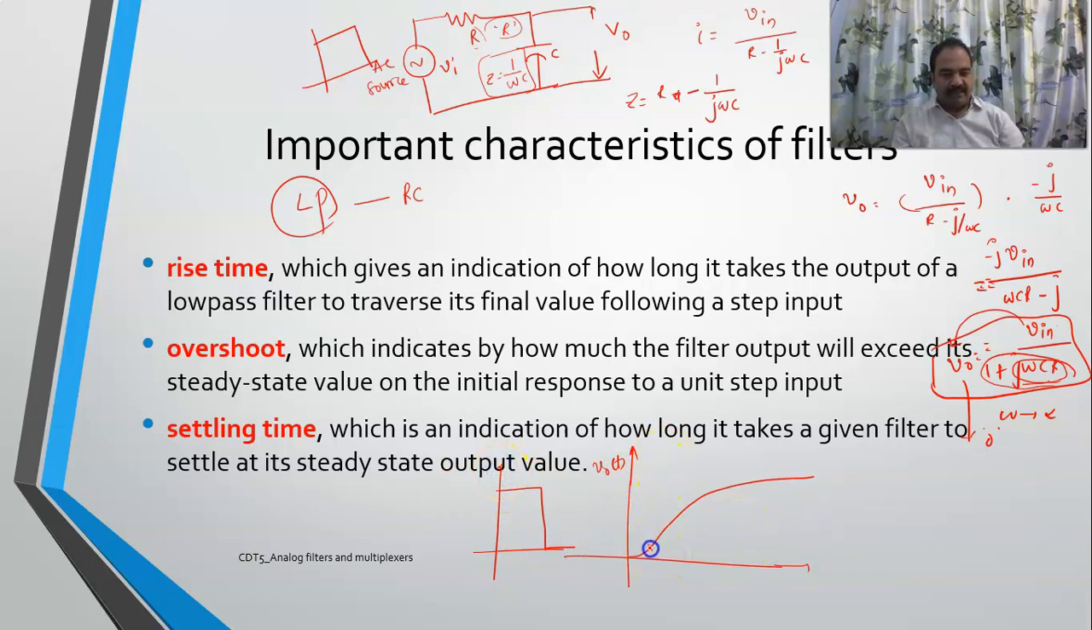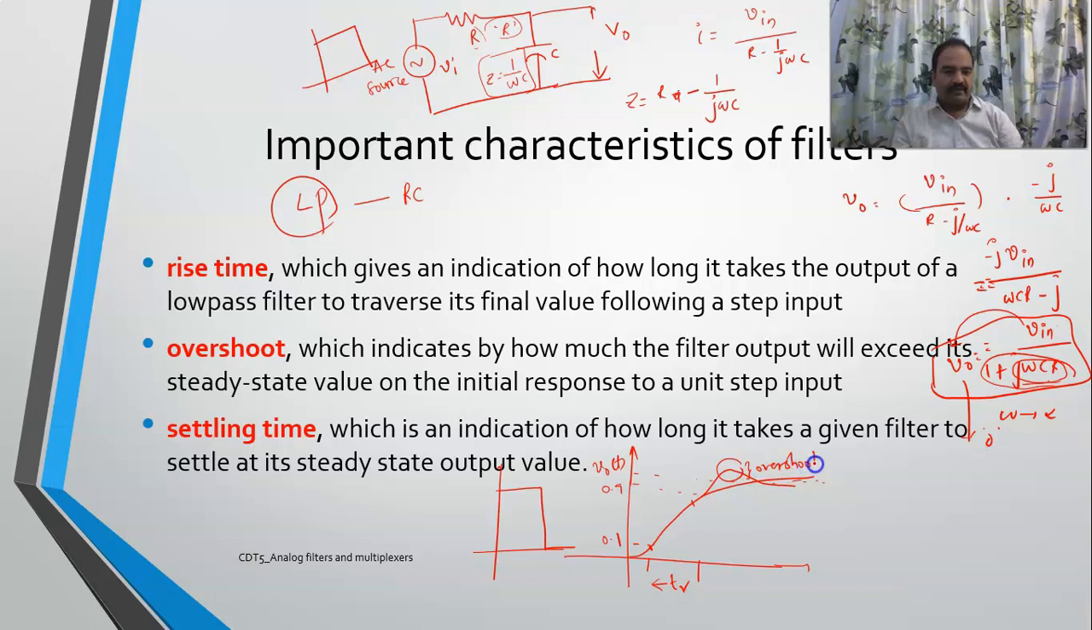See, the time taken to traverse from the initial value to the final value is called the rise time. Normally, I'll consider from 10% of the final value to 90%, that is 0.1 to 0.9. I'll take this as the rise time. Overshoot means, let us suppose this is my desired value. If it goes in this fashion, my filter output is exceeding the final value by some amount, and this is called my overshoot.